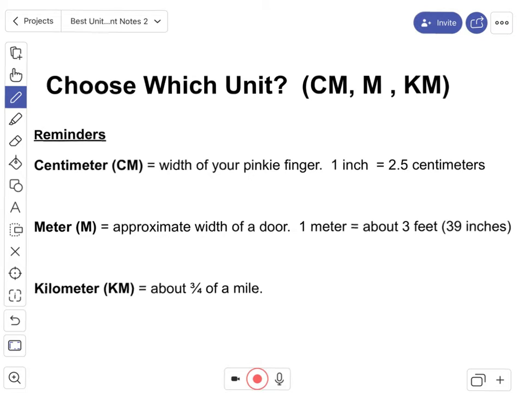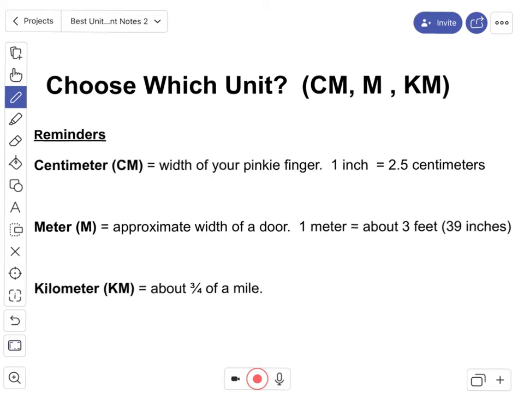Well, centimeters tend to be used for smaller objects because a centimeter is essentially the width of your pinky finger. Or another way of remembering it is 1 inch is 2.5 centimeters. So it takes 2.5 centimeters to equal an inch. So again, it's a pretty small measurement.